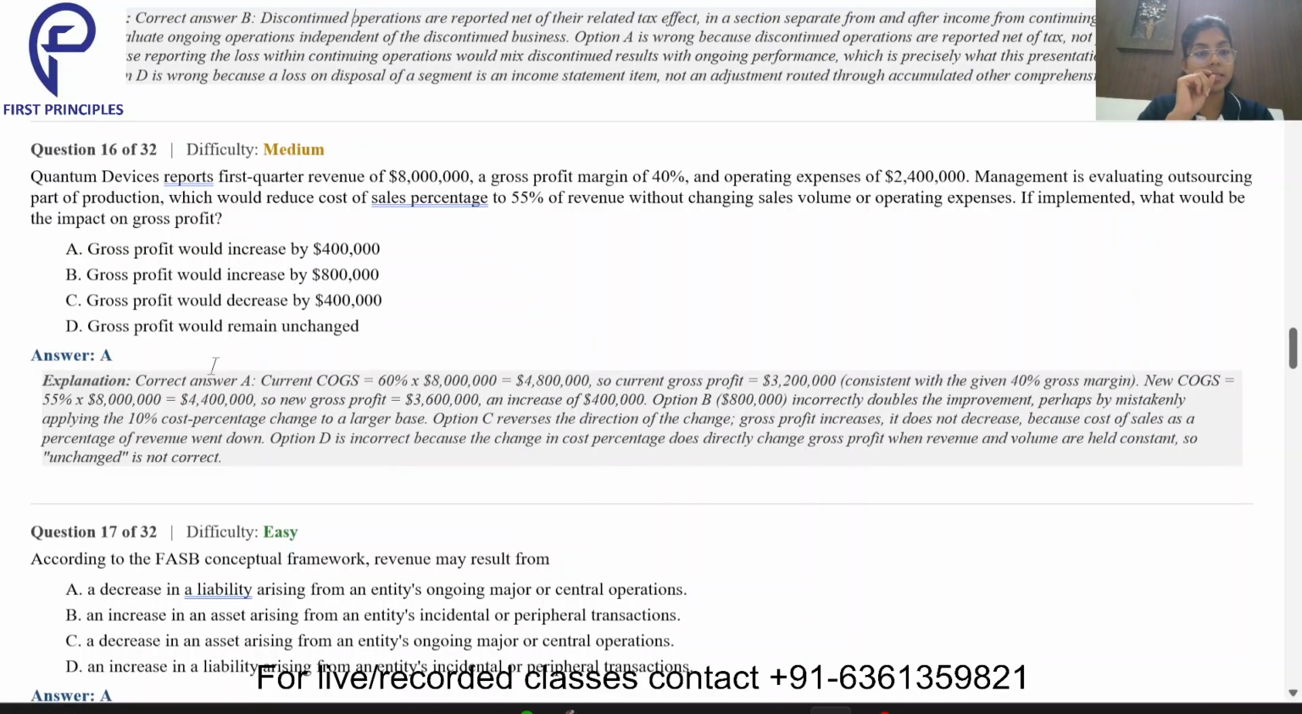Coming to question number 16. Quantum Devices reports first quarter revenue of 8 million, a gross profit margin of 40%, and operating expenses of 2.4 million. Management is evaluating outsourcing part of production, which should reduce the cost of sales to 55% of revenue without changing the sales volume or operating expenses. If implemented, what should be the impact on gross profit? Let me open my notepad so that I can do the question there.